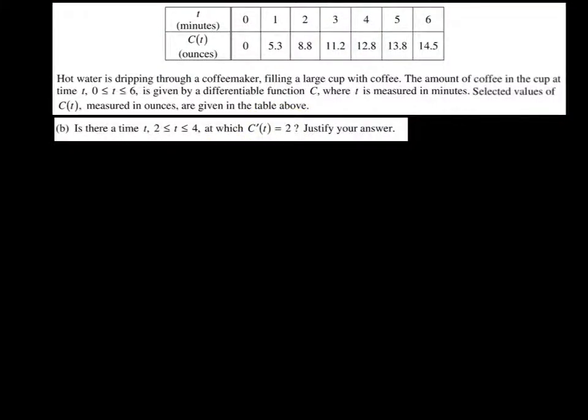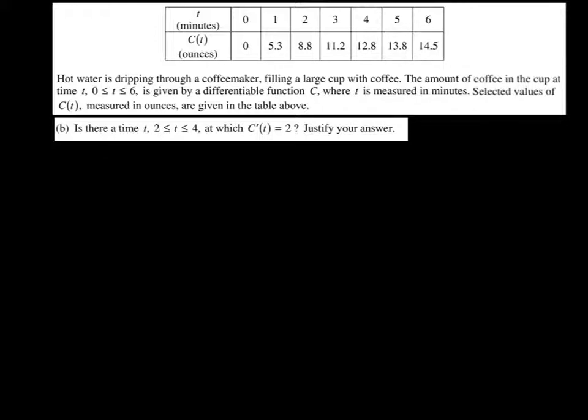Okay, part B is asking us, is there a time t in the interval 2 to 4 at which c prime of t is equal to 2? Justify your answer. Okay, so this question to me screams the mean value theorem. So you really have to be able to recognize that. They're asking is there a time, and this is always how these are worded, is there a time such that the derivative of the function you're looking at in the table is equal to 2?